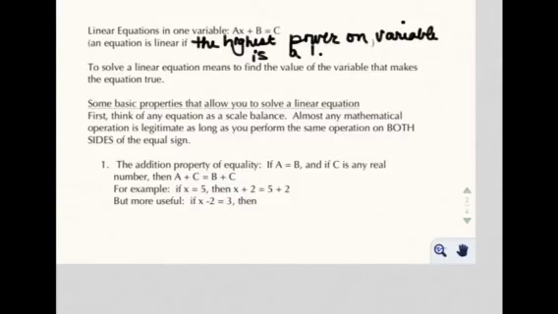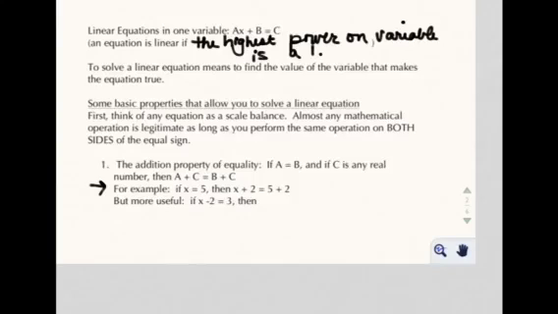The first rule is the addition property of equality. If a equals b, and if c is any real number, then a plus c is equal to b plus c. In example 1 here, in this first part of the example, this is not the typical way someone would use this, but it's still true. If you started off knowing that x is equal to 5, you can add 2 to both sides. x plus 2 equals 5 plus 2. You still get a valid, true statement.